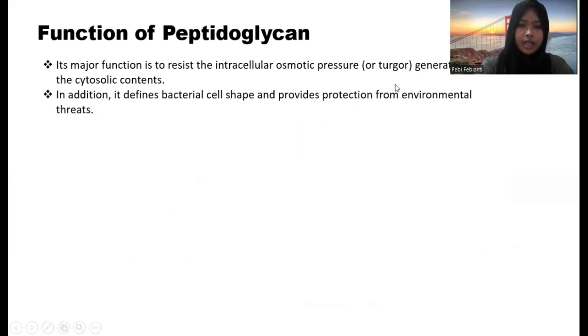Function of peptidoglycan. Its major function is to resist the intracellular osmotic pressure or turgor generated by the cytosolic contents. In addition, it defines bacterial cell shape and provides protection from environmental threats.